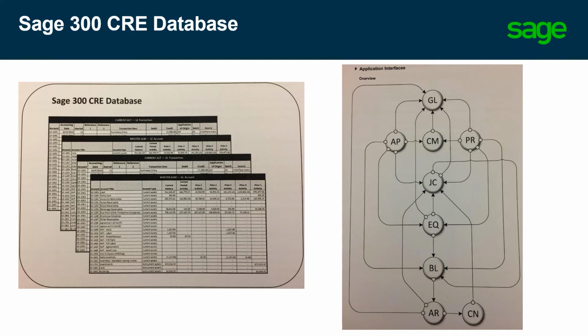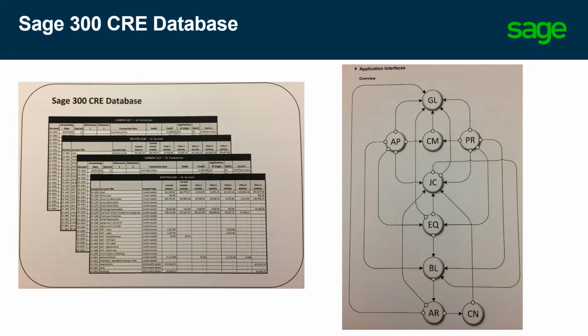In my opinion, the real beauty of Sage 300 Construction and Real Estate lies within the flow of the relational database. When you run reports in Sage, you run queries against these tables to assemble that data as information. And these reports can come in many different flavors.